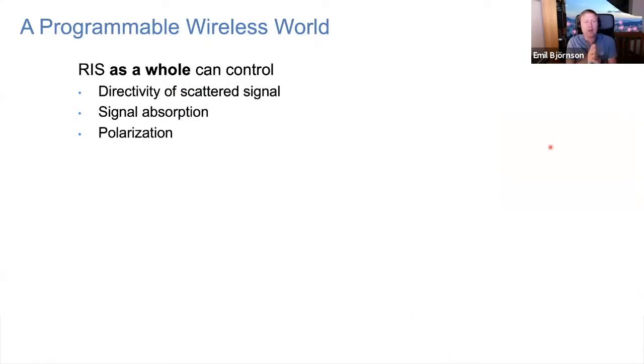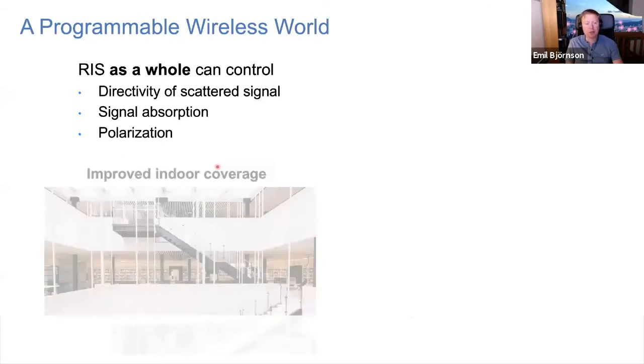So what is the idea then with the programmable wireless world? Well, the idea is that this RIS, the Reconfigurable Intelligent Surface, as a whole should be able to control various things, such as that when a signal comes in, what will be the directivity of the scattered signal? It will form a beam in a particular direction. And you can potentially also decide that, well, I don't want to scatter anything. I would like the energy to just come in there and then be absorbed. Or potentially you will change the polarization.